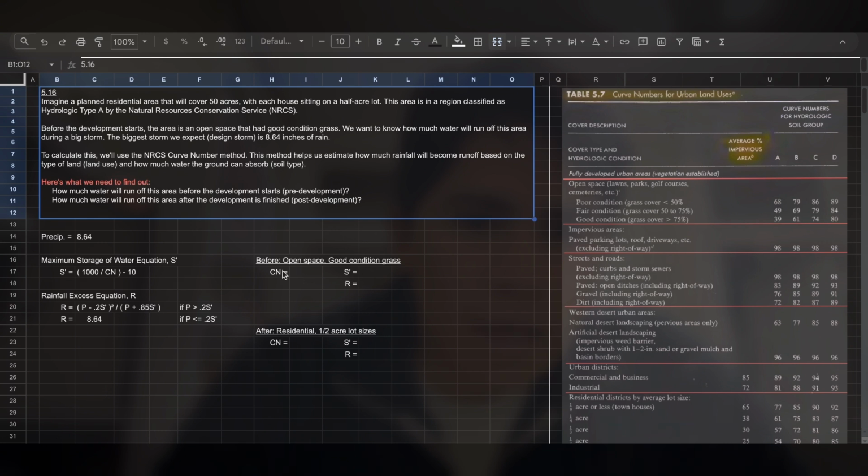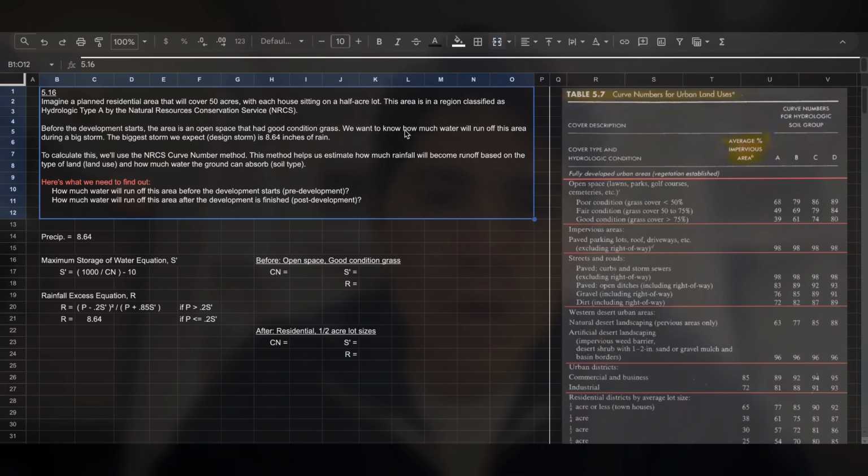Now, to do that, let's start by reading the problem. Imagine a planned residential area that will cover 50 acres, with each house sitting on a half-acre lot. This area is in a region classified as hydrologic type A by the Natural Resources Conservation Service, NRCS. Before the development starts, the area is an open space that has good condition grass.